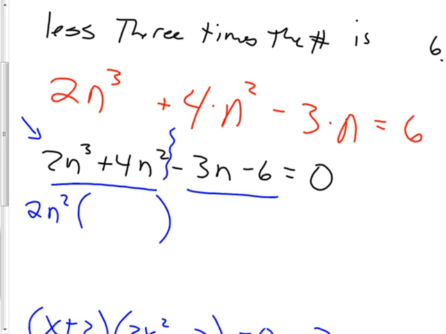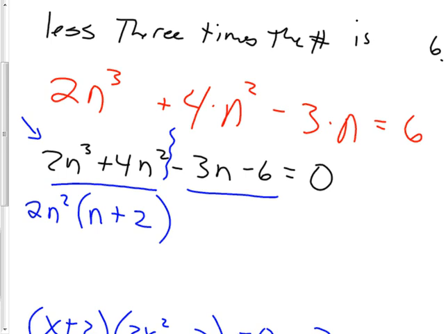I know you probably noticed that there was an n in common. Did you notice there's also a 2 in common? So actually 2n squared is what comes out. n plus 2. Raise your hand if you did that part right. Good. Now how about over here?